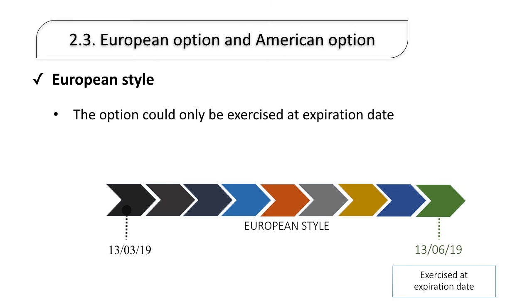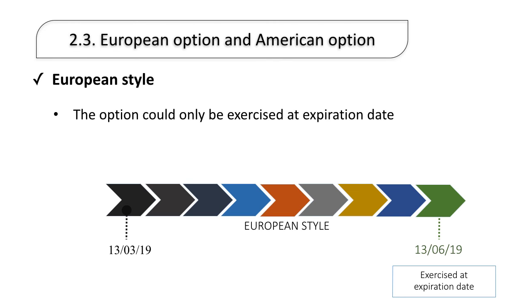Next, we'll talk about European option and American option. The difference between these two styles is the time that holders could exercise the option rights. In European option contracts, holders could only exercise the rights on the contract due date, also called the expiration date.